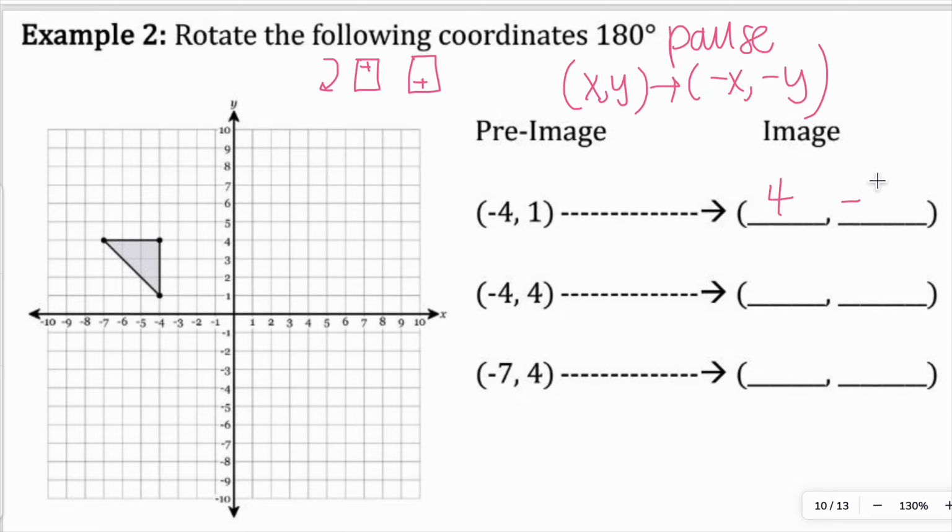I use the rule for this one, so 4, -1, 4, -4, 7, -4. This one's probably the easiest one to use the rule for. 4, -1 is here, 4, -4 would be down one more, and then 7, -4 to the right. Connect, there's my 180 degree rotation.